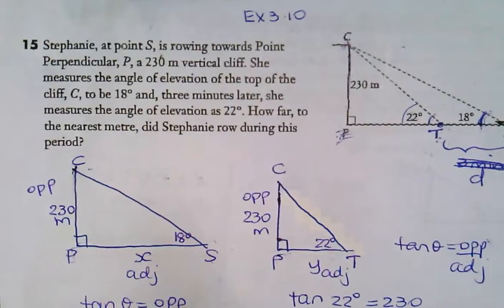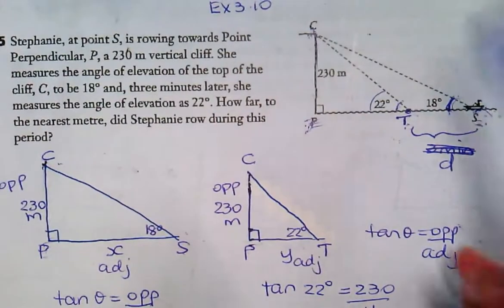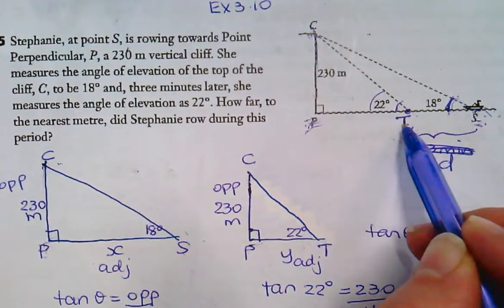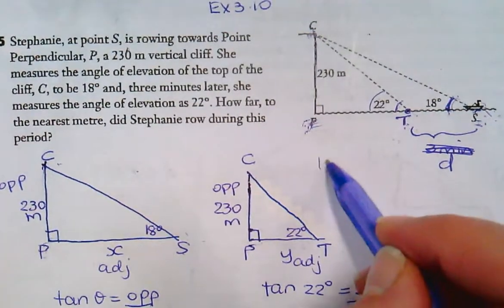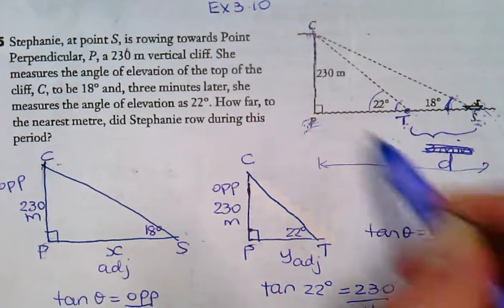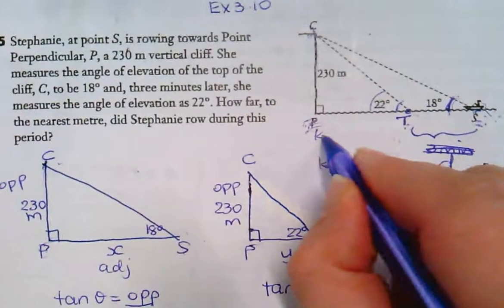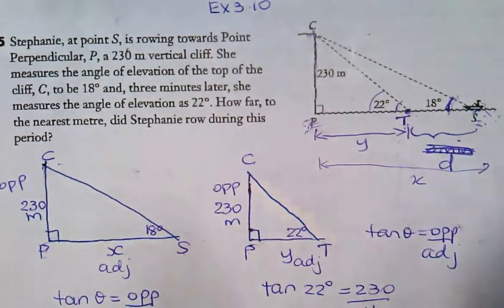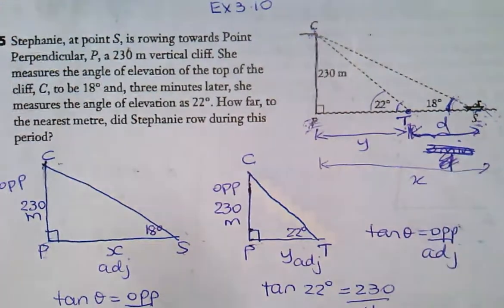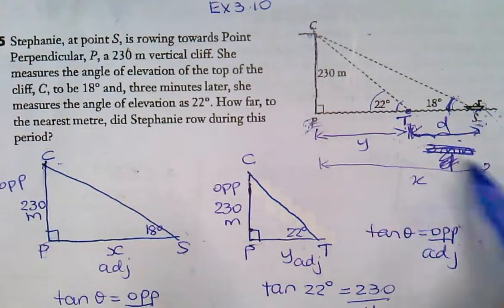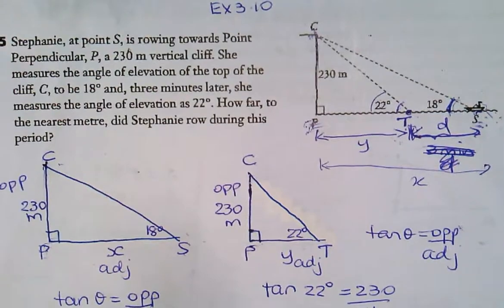So the question again was, how far did we row from this point S to this point T? You had to use the big triangle, find out that whole distance, which was X. And we had to use the small triangle and find out this distance Y. And then D, therefore, was this distance in between. So X minus Y gave us D. That's the end of this video.